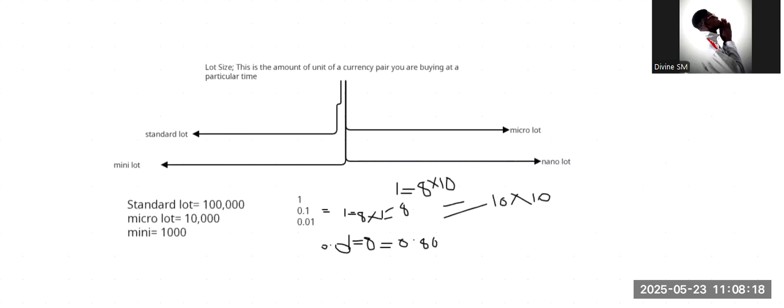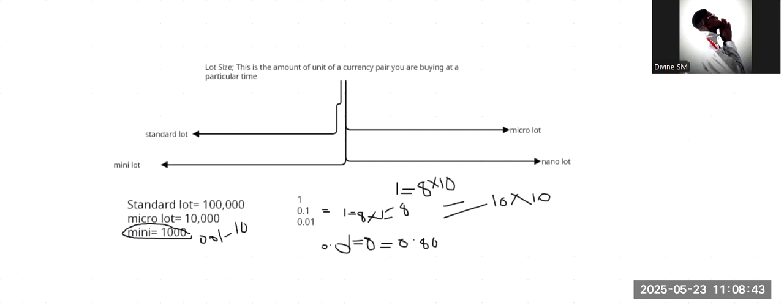Let's say you have a $10 account now. Which lot size are you going to be using? You are going to be using the mini lot, because your account size is small. So your lot size will be 0.01. Each price movement, how much are you making? You are making 10 cents.